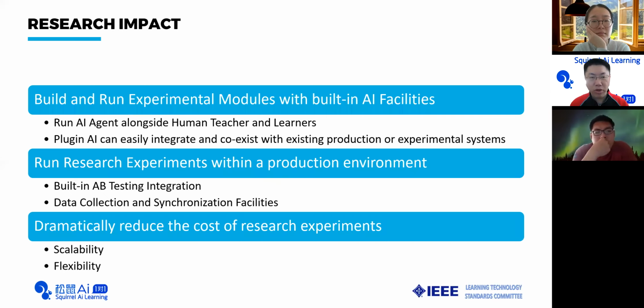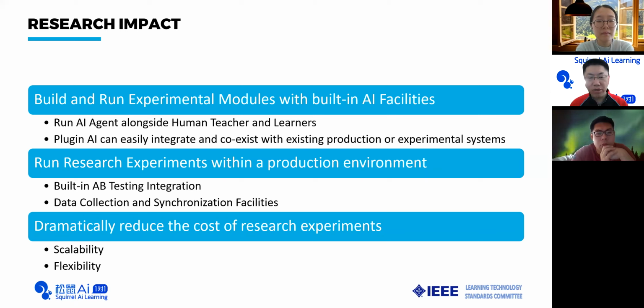If you look at our new framework from a research impact point of view, we want to build and run experimental modules with built-in AI facility easily. For example, we want to run AI agents alongside a human teacher and learners, so that they can co-learn and co-teach together. We also want to be able to plug in and integrate AI, especially with existing production systems or even other experiment systems, where you want to swap the AI or add additional AI capabilities.